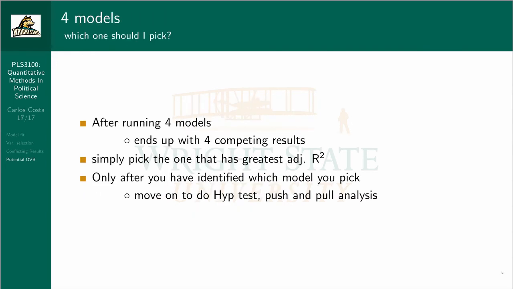Once you have run these 4 separate models, the question is, which model should you pick? After all, now you have 4 separate models that likely contain competing results. Some might have high t's with low coefficients. Others might have high coefficients but low t's. Well, you navigate the situation by simply picking the model that produces the highest adjusted R-square value.